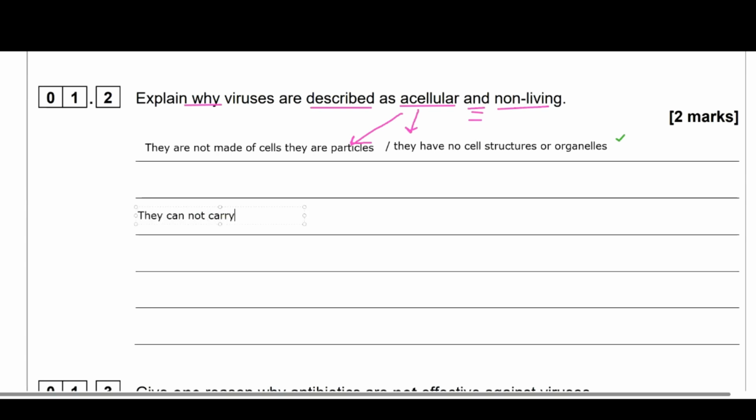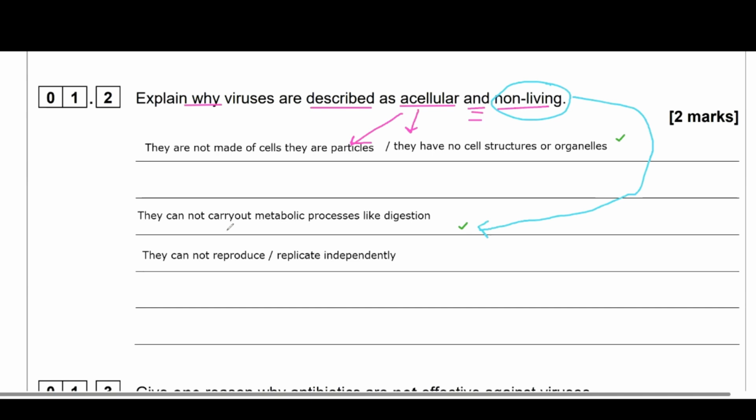Okay, now what other evidence? Well, we've got why a virus is described as non living, not alive. They don't carry out metabolic processes like digestion, they can't respire, they can't reproduce, they can't replicate. So we've got lots of reasons why we call them non living. They can't do the processes that living things do. So you need one thing saying why they're not cells, and then one of these to say why they're not living.